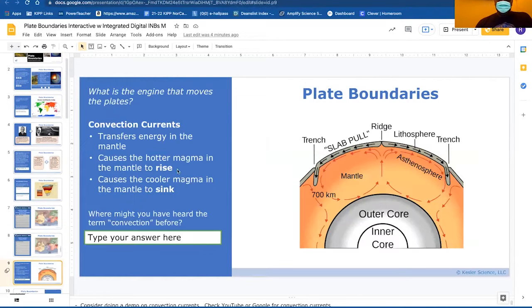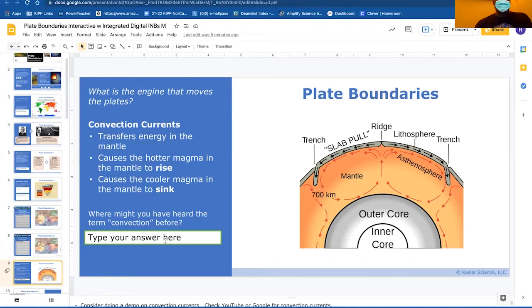All right, plate boundaries. What is the engine that moves the plates? Convection currents. It transfers energy in the mantle, causes the hotter magma down here in the mantle to rise, causes the cooler mantle to sink. And this convection current is what causes, see, we have slab pull. This stuff moving to the side is pushing that over in that direction.